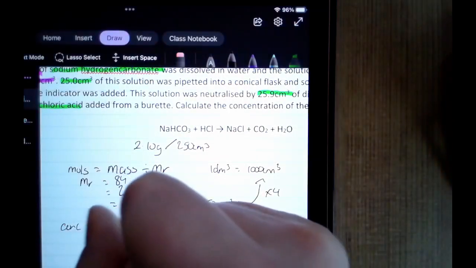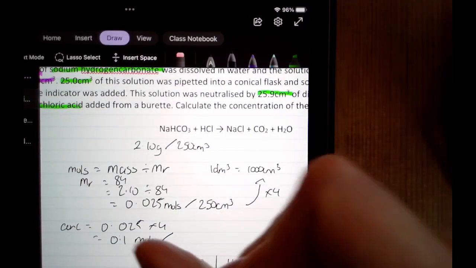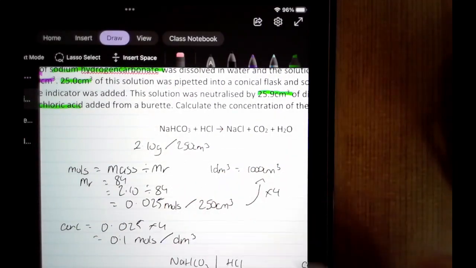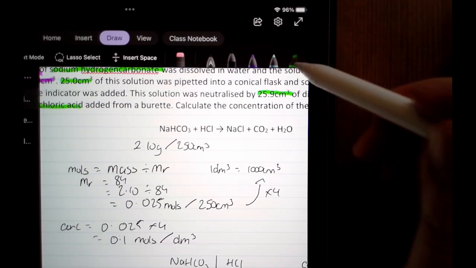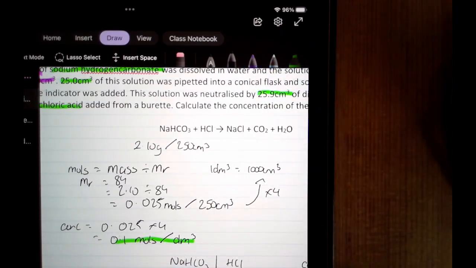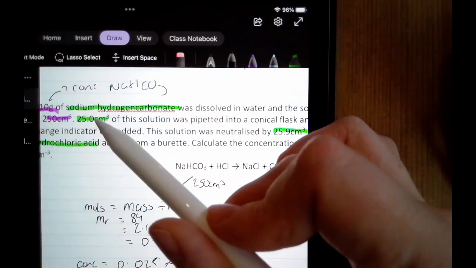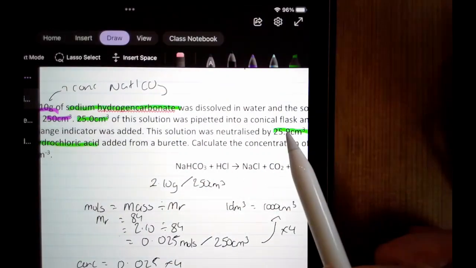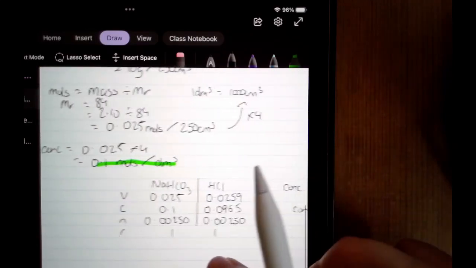Once I do that, I end up with 0.1 moles, and that's the number of moles I would have per decimeter cubed. So that's the number of moles I have per 1,000 centimeters cubed, which is the number of moles I have per decimeters cubed. And that is a valid unit for concentration. So now I've worked out my concentration in moles per decimeters cubed. I already had the volume, so now I've got volume and concentration for sodium hydrogen carbonate, and I've got the volume for the acid. So just as before, I'm going to fill all of that information into my table.